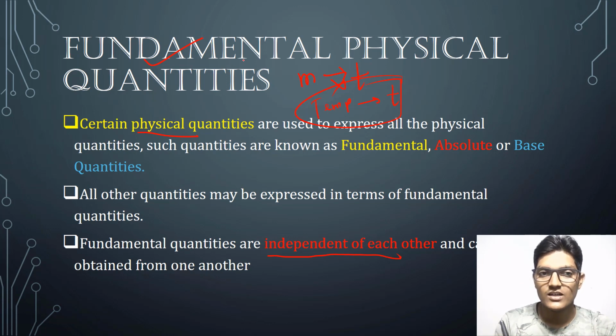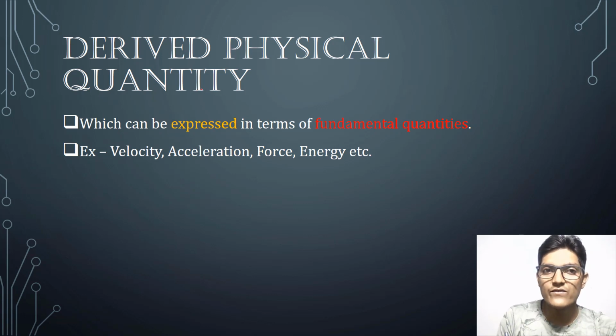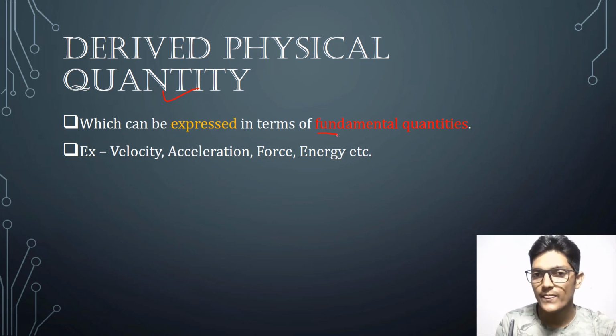Okay everyone, now it's a very simple thing. So you all know that there are seven fundamental physical quantities. And if we discuss here derived physical quantities, as you all know, derived physical quantities can be expressed in terms of fundamental quantities.